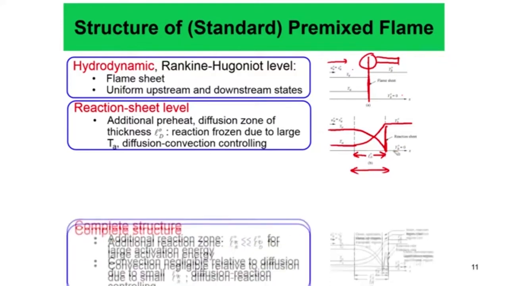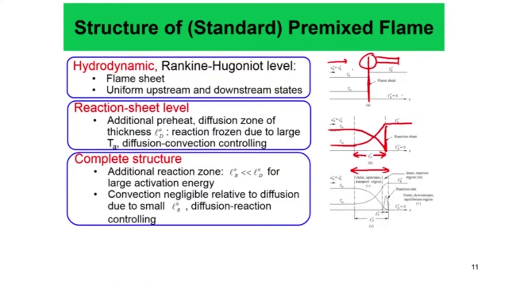But if you zoom in further, you will see that there is also a reaction sheet which happens over a small but finite distance or finite length. So this additional reaction zone, this LR, is its thickness, and the temperature increases like this.